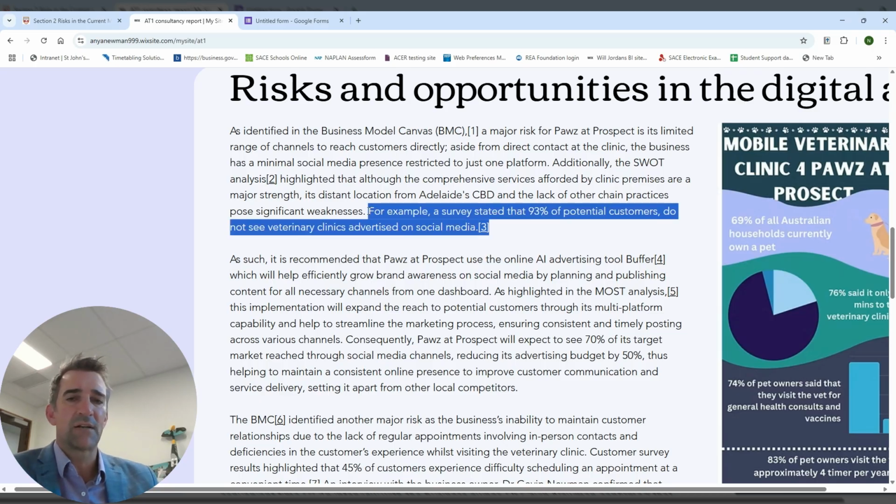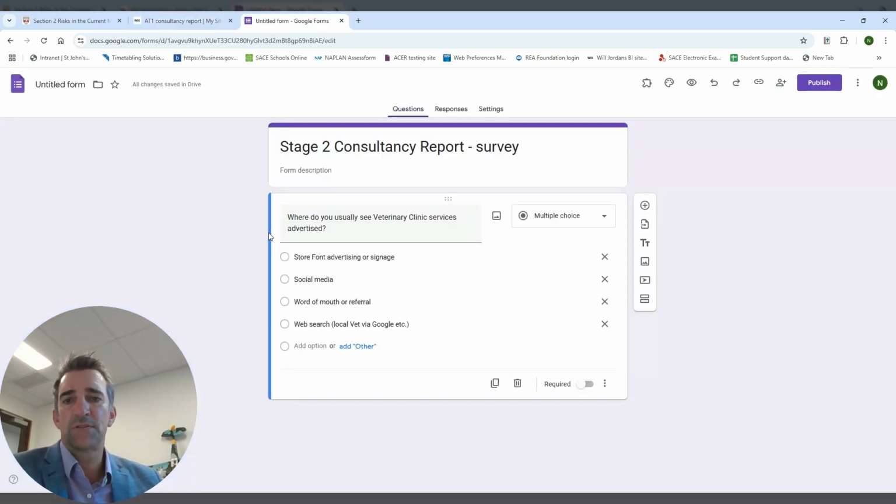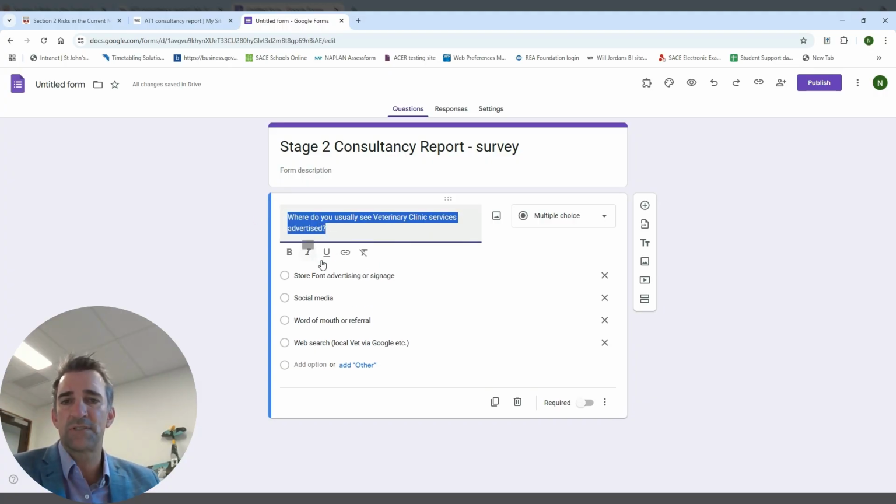So that's a bit of data that Anya's generated through a survey. How would she have done that? Well, she's probably done it this way. So this is a Google form. We've probably got a few questions, but this is probably the question that she asked: Where do you usually see vet clinic services advertised?